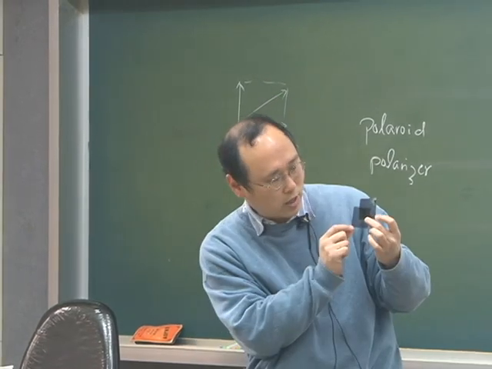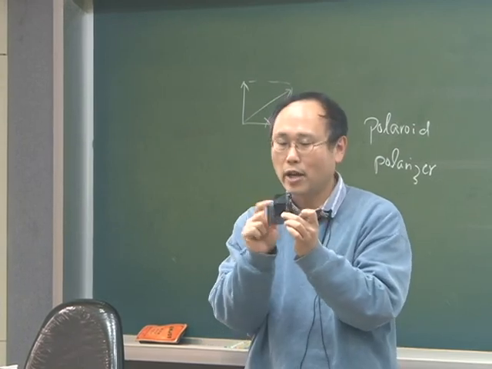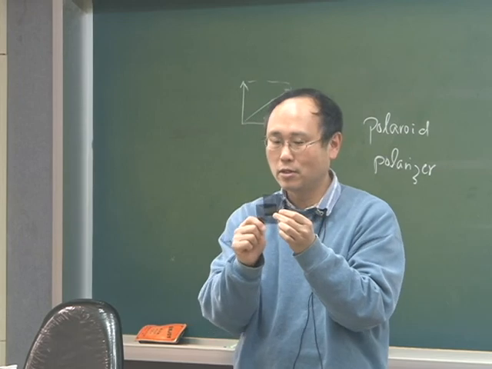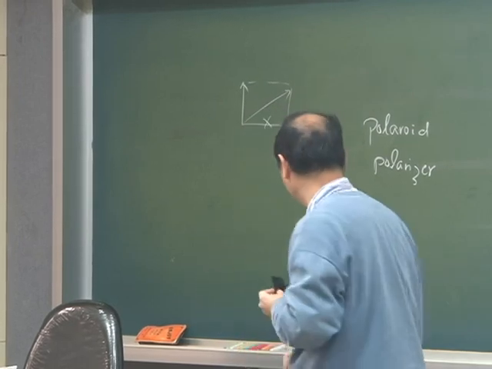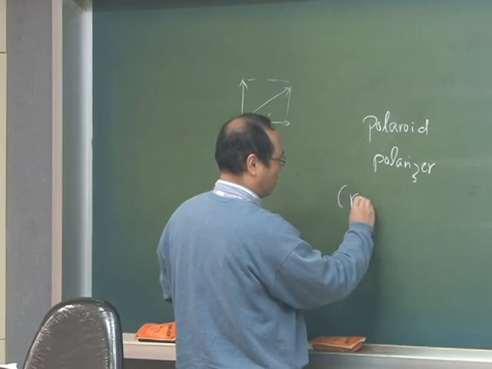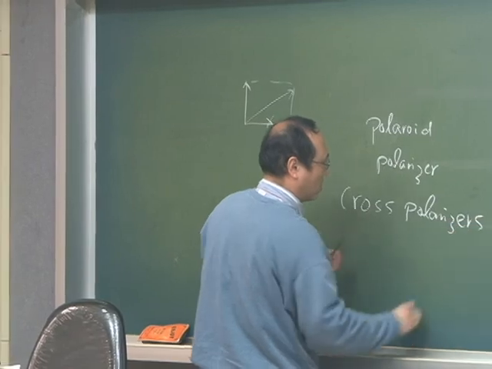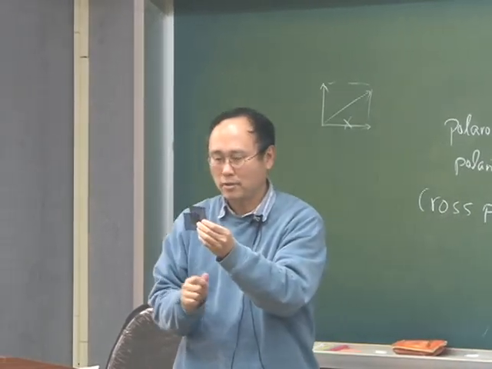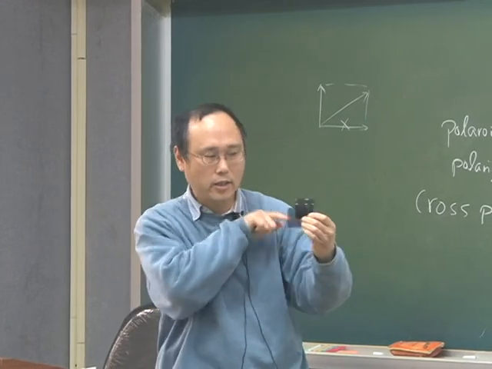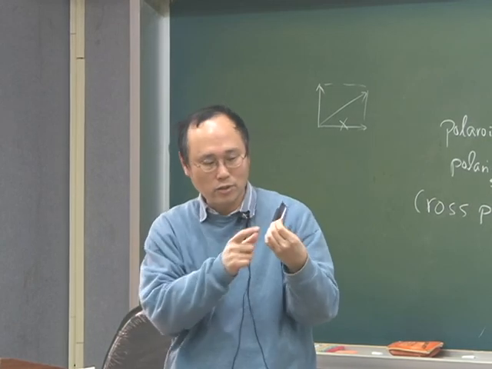Okay. Now, if I put two polarizers with their transmission axes perpendicular to each other, then the light cannot transmit. So you see a dark spot right here. Okay, because no light can be transmitted through two crossed polarizers. If I have two crossed polarizers, then you see a dark spot right here. The light cannot transmit through these crossed polarizers and reach your eye. So you see a dark spot.